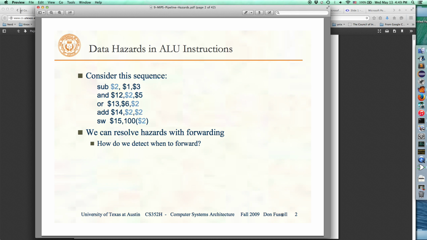These slides, I should mention, I got from Don Fusel. I don't actually know, but they're at UT Austin, and their slides are actually very good. They're the best I've found online from my extensive Googling.